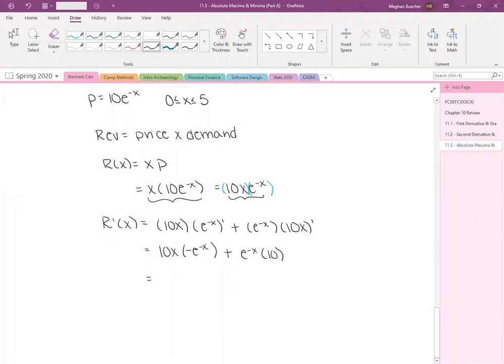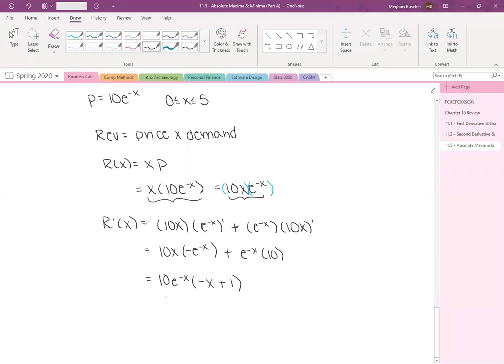So we should already be able to see that we can factor a couple things out of this equation. What can we factor out? What do you think? Well, we know we can factor out a 10, right? Because we have a 10 here, we have a 10 here. So we can definitely factor out a 10. Is there anything else we can factor out? E to the negative x? E to the negative x, exactly. So then we're left with a negative x plus 1.